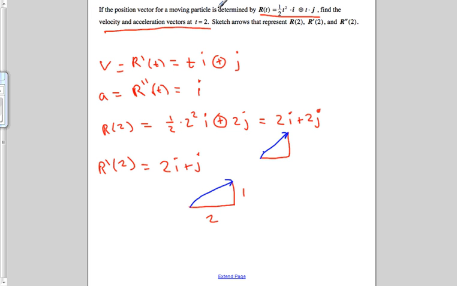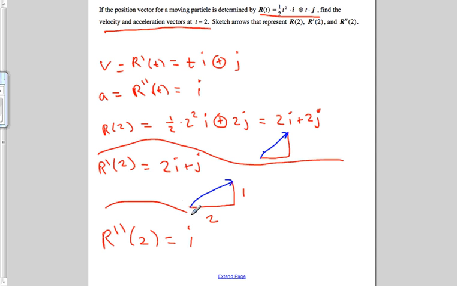And lastly, we've got the acceleration vector. So the acceleration vector is r double prime of 2, and that just equals i. So everywhere, it's independent of time, our acceleration everywhere is just the unit vector i, which has a length of 1, and it's all in the positive x direction.